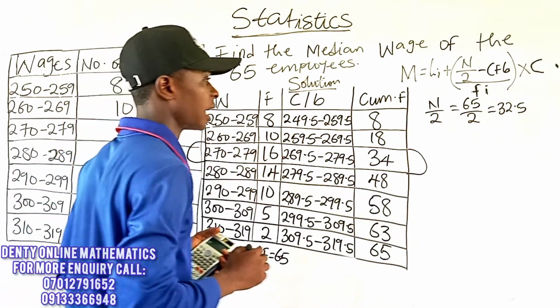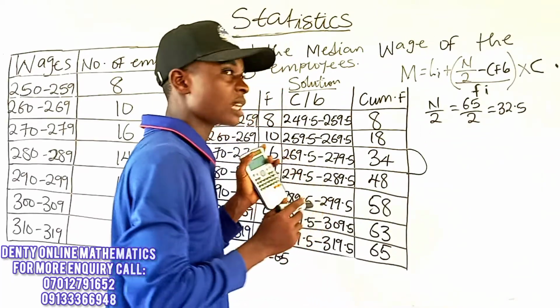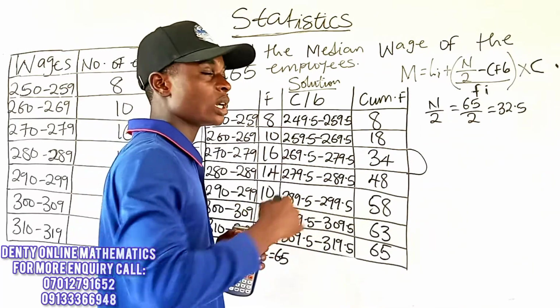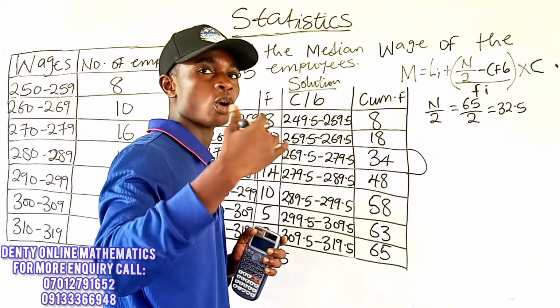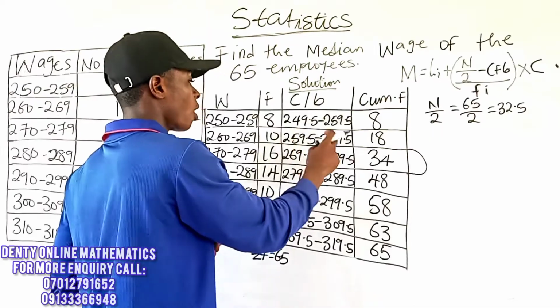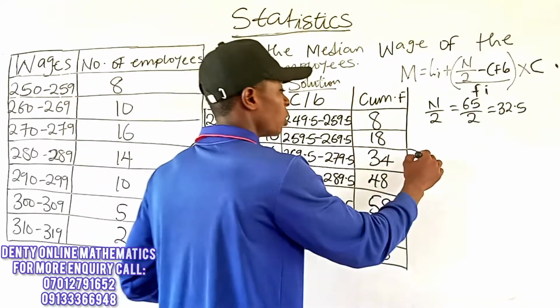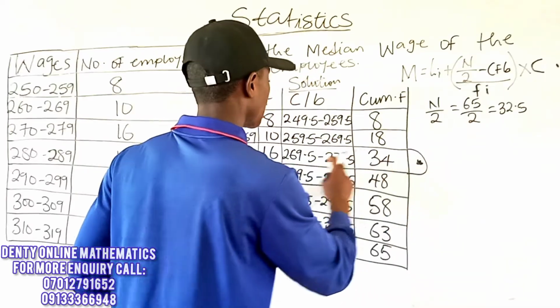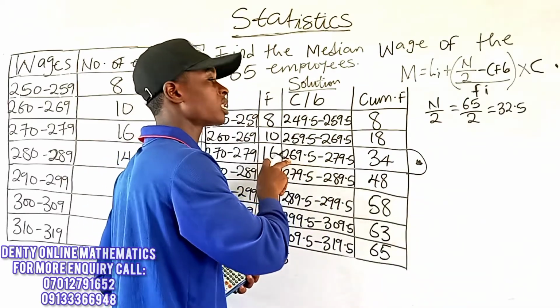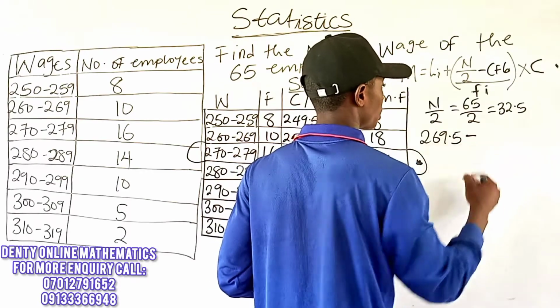The median class. Now, the lower class boundary, I've told you, at the left hand side is known as your lower class boundary, meanwhile the right hand side is known as your what? The upper class boundary. So this is your lower class boundary, upper class boundary, lower, upper, like that. So the lower class boundary of the median class is what? 269.5.